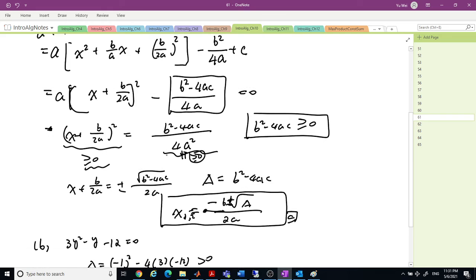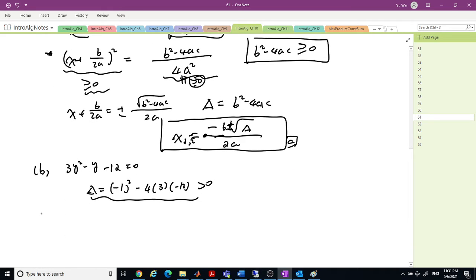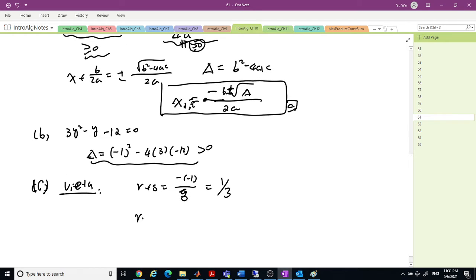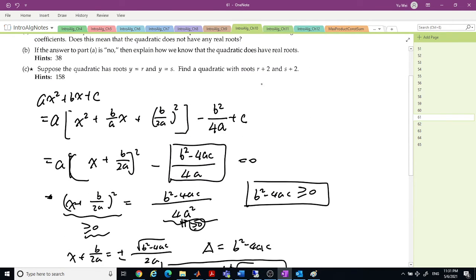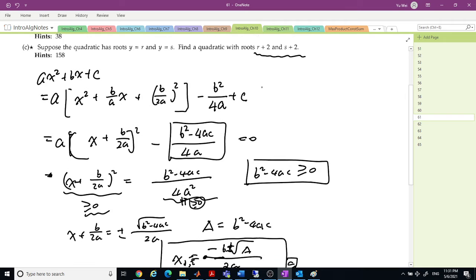Okay, so if this one has the solutions r and s, based on Vieta's theorem, right? r plus s is equal to negative b over a, that's 1 over 3, and r times s is equal to negative 12 over 3, which is negative 4, right? Okay, now we want to find the quadratic equation with these roots, right?